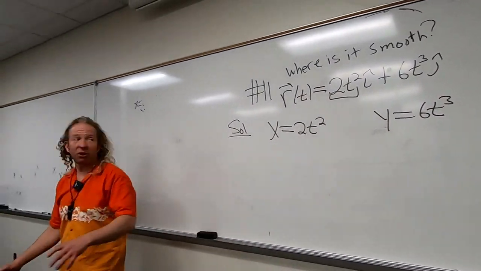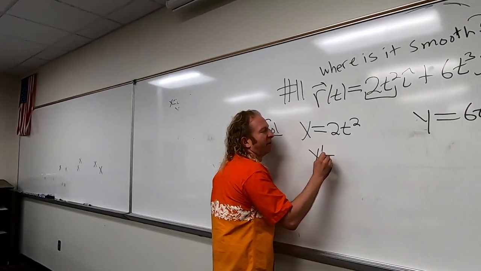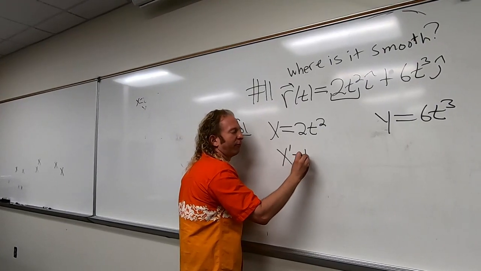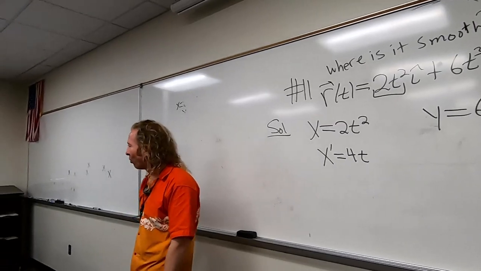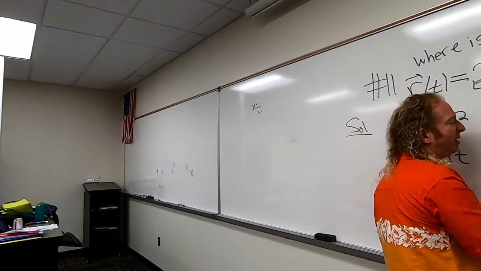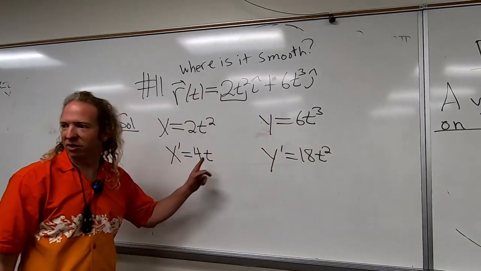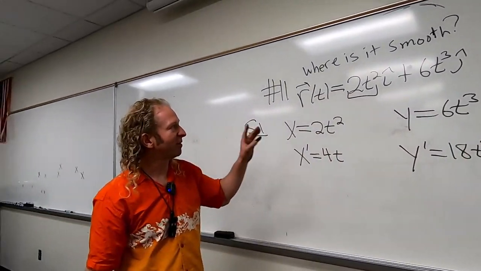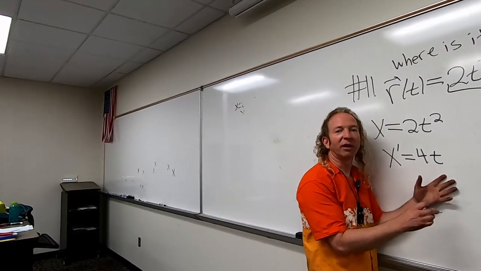And now we take the derivatives. So x prime would be 4t, and y prime would be 18t squared. These are continuous, they're polynomials. So we're trying to find out where it's not smooth. So what do we set them both equal to?